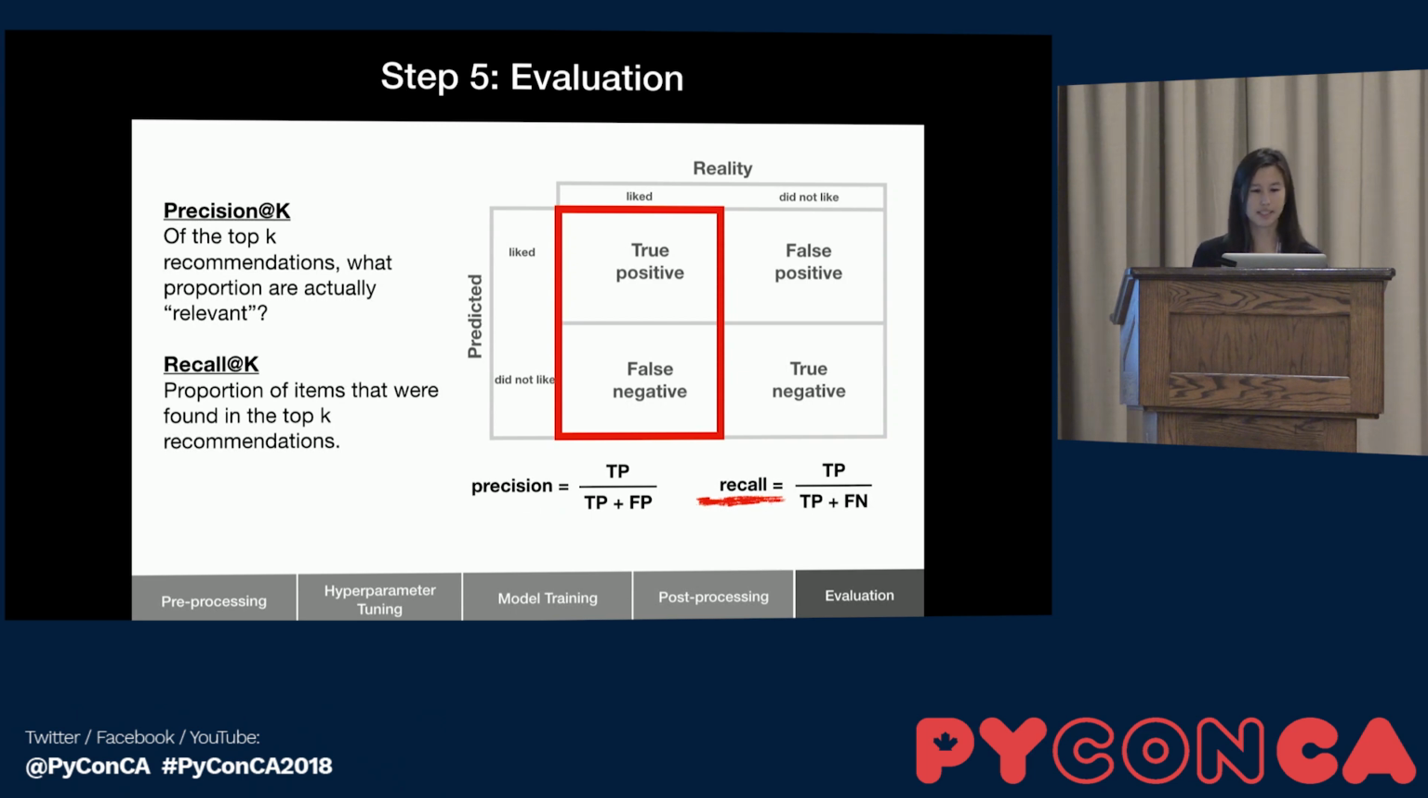Recall, though, is slightly different. So we're looking at the proportion of relevant items that were found in the top K recommendations. And if you look at these equations, you can see that precision is trying to minimize the number of false positives. So basically, if a recommendation made it to the top K recommendations but actually wasn't good, that is what precision at K is trying to minimize. And recall is trying to minimize the number of false negatives. So maybe there actually was a movie that was really good that didn't make it to the top recommendations. This is what recall is trying to measure.